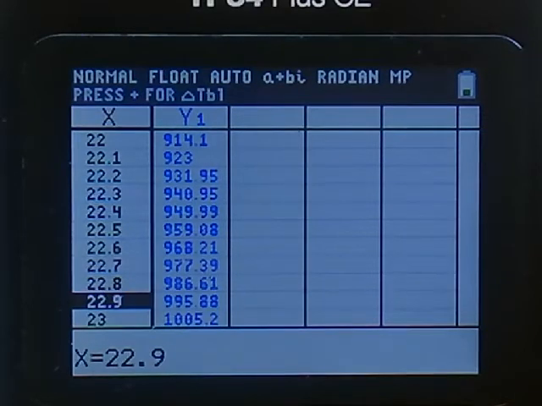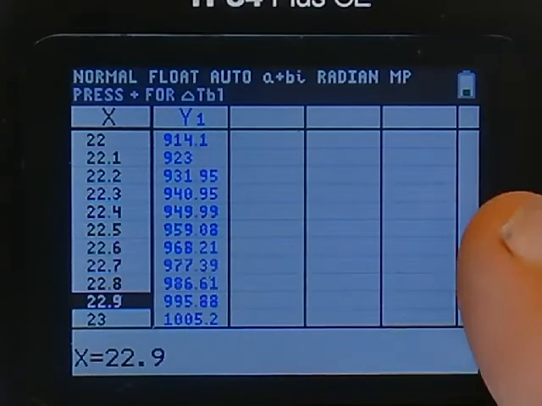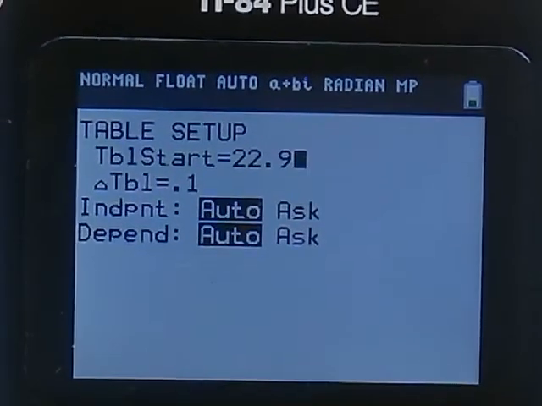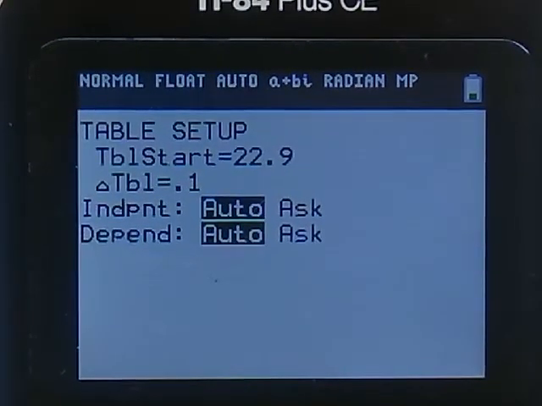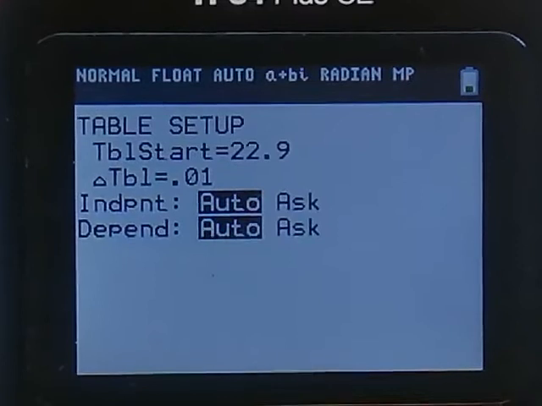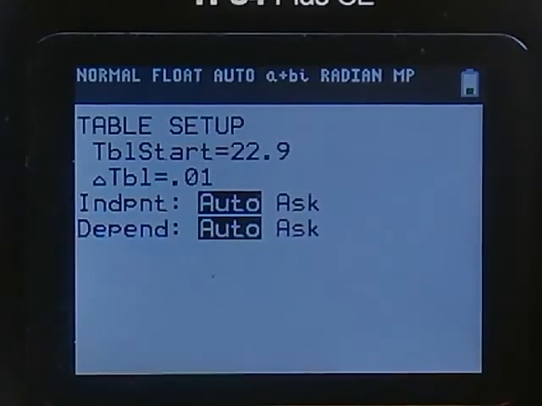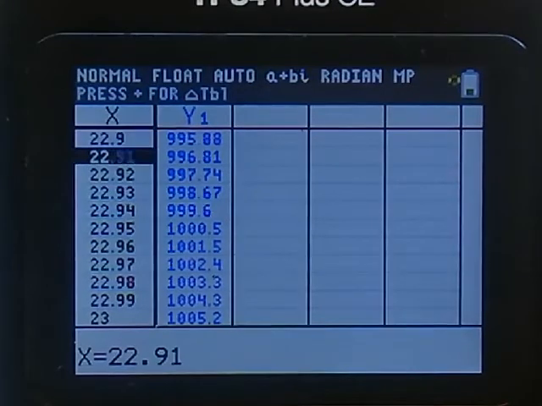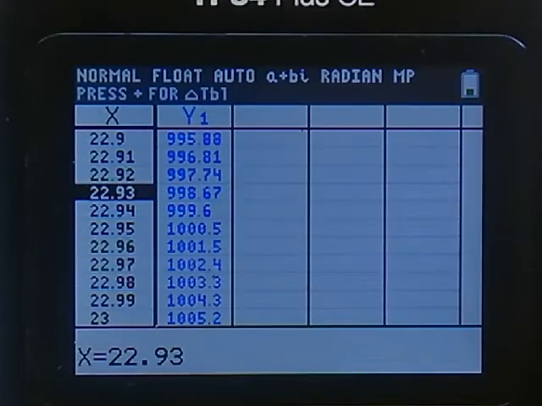Well, let's reset the table to 22.9 and go by thousandths. So it's table set. Let's start at 22.9 and go by 0.01 and see if we can tell where that's going to be. So table. Yeah, there it is.